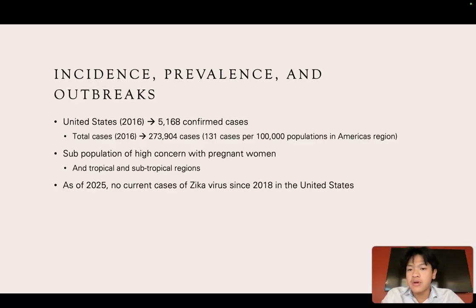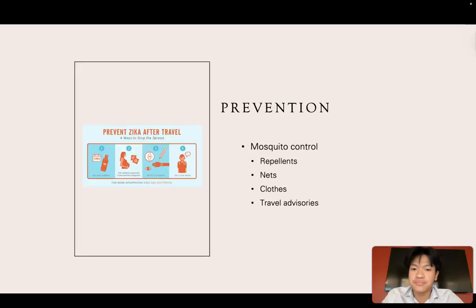And as I said before in my population slide, as of 2025, there are actually no current cases of Zika virus since 2018. And then prevention, actually, according to the CDC, we have repellents, nets, clothes, and travel advisories, which are all circumstances of prevention and controls that we can take as a community to prevent the spread.